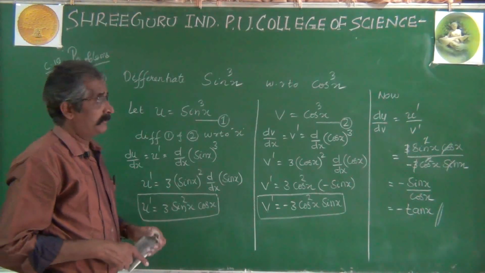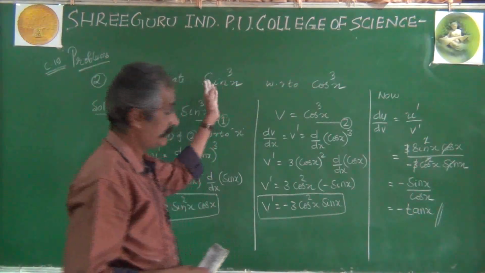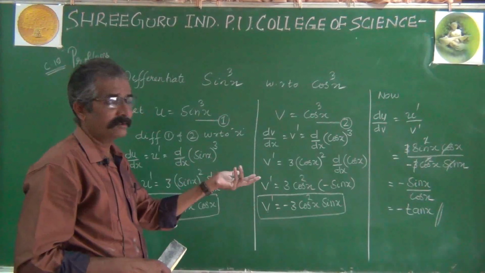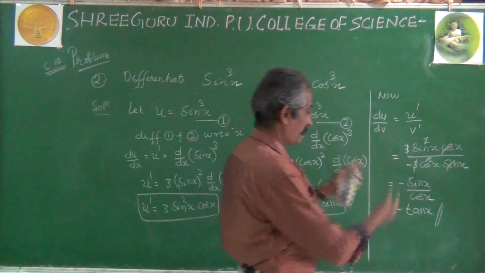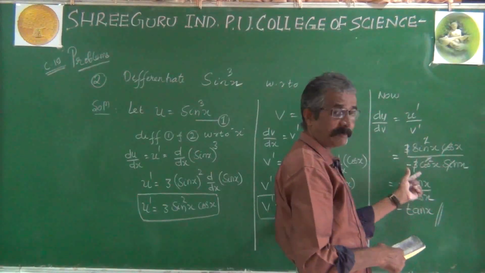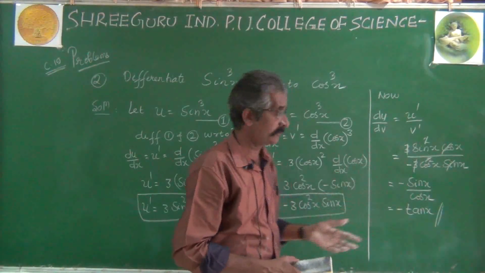And keep in mind, suppose the question is given: differentiate cos cube x with respect to sin cube x. The method will not change. The only thing is, we will get a reverse arrangement. Lastly, cos x divided by sin x, which becomes minus of cot x.